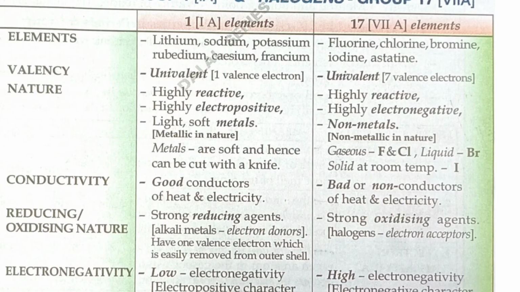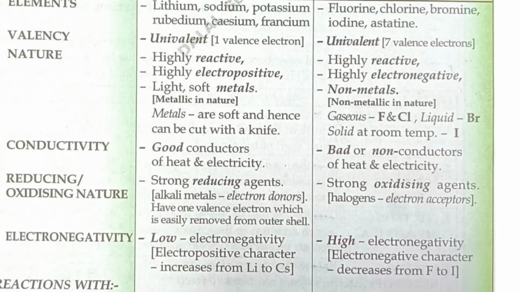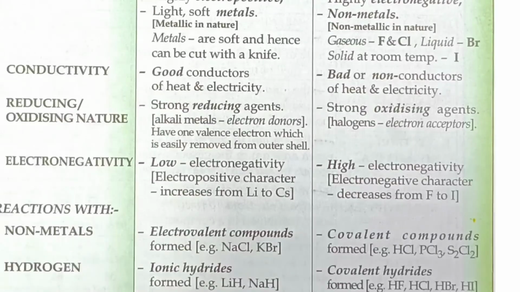Then they are non-metals. All halogens are non-metals. Fluorine and chlorine are in the gaseous state. Bromine is in the liquid state. Iodine is in the solid state at room temperature. Conductivity: alkali metals are good conductors of heat and electricity in solution state. Halogens are bad conductors or non-conductors of heat and electricity.